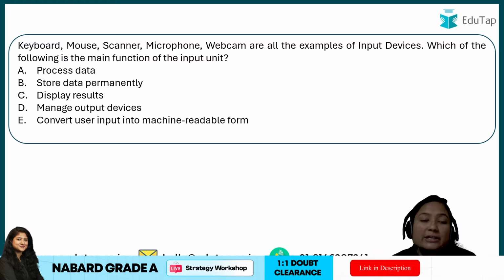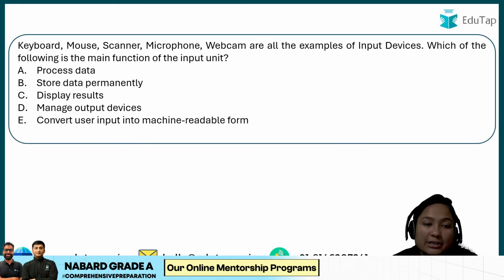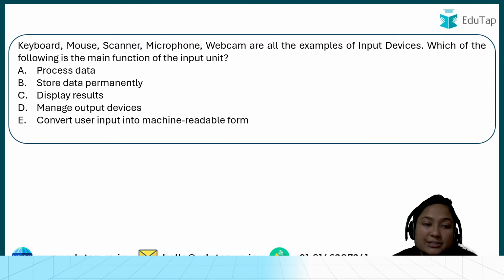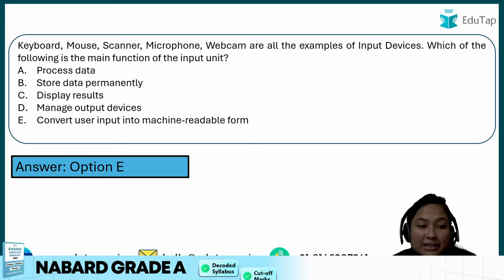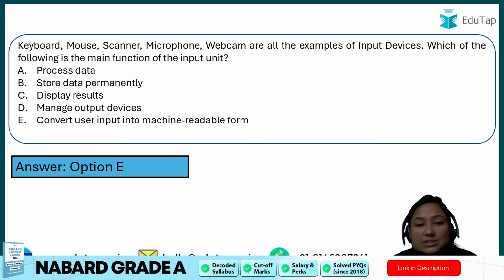Okay. Keyboard, mouse, scanner, microphone, webcam are all examples of input devices. Which of the following is the main function of an input device? Process data, store data permanently, display result, manage output devices, or convert user input into machine readable form. You will have to tell the function of an input device. So an input device basically converts natural language into machine language so that our machine can understand, process it and give the result back to us.